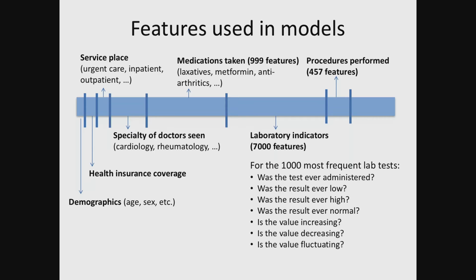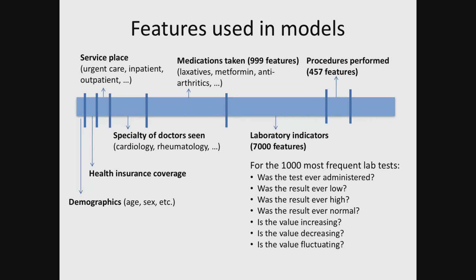For example, we look to see what types of specialists this patient has been to in the past. For every possible specialist, we put a 1 in the corresponding dimension if the patient has seen that type of specialist, and 0 otherwise. For the medications, for the top 1,000 most common medications, we look to see, has the patient ever taken this medication, yes or no? Again, 0 or 1 in the corresponding dimension.